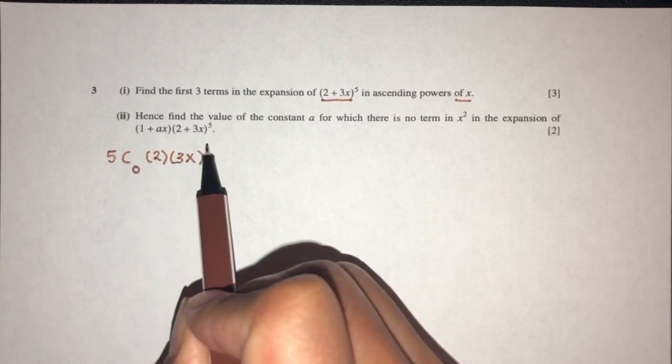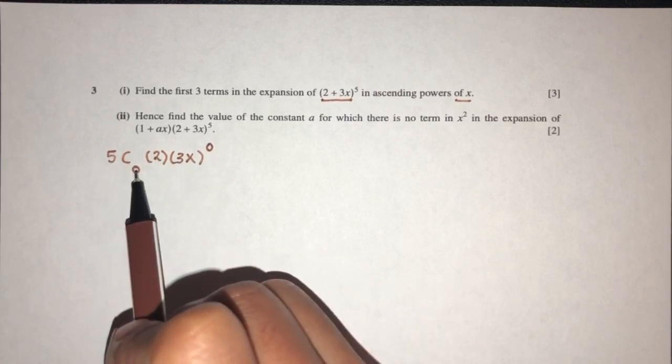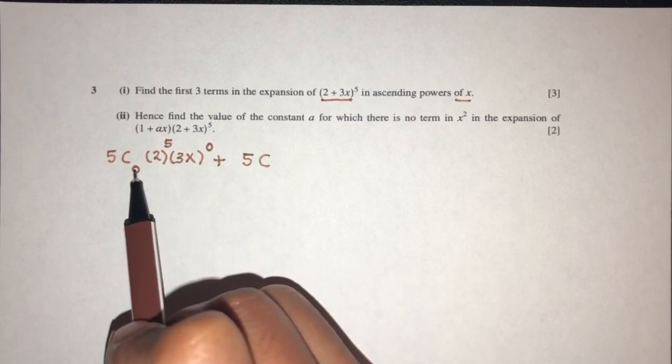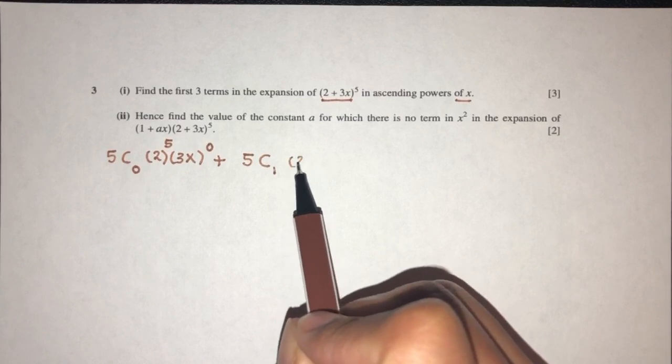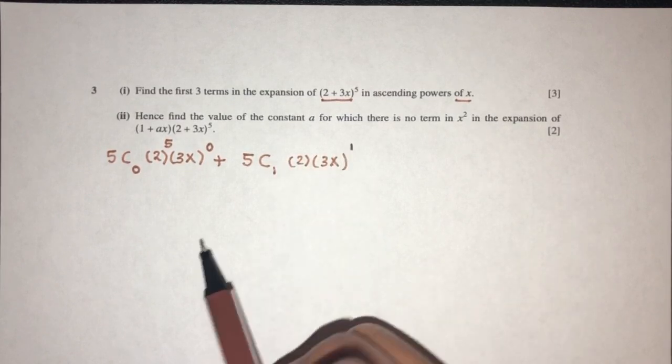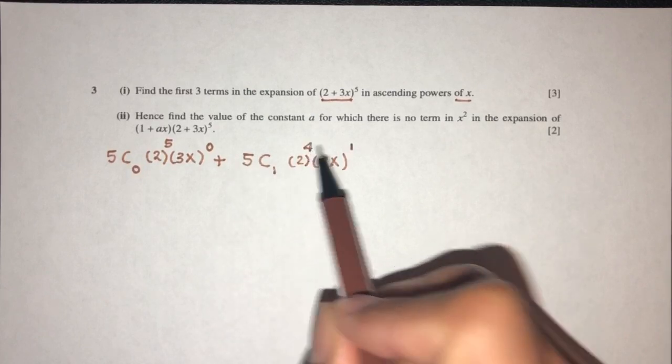Because here we have 0, this will be 0 as well. 5 minus 0 is 5, that will be 5 here. Then the next term will be 5 choose, after 0 we have 1. And then same thing here, 2 and 3x. Because here we have 1, this will be 1 over here. 5 minus 1 is 4.